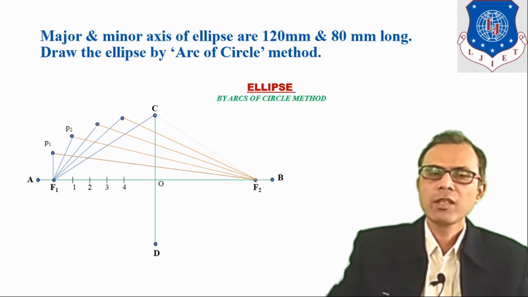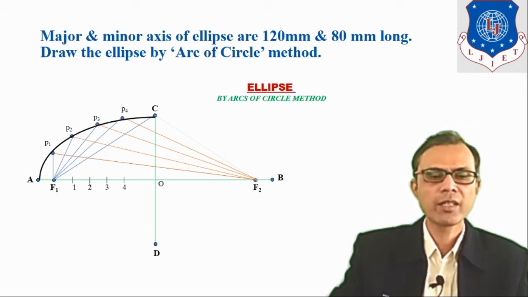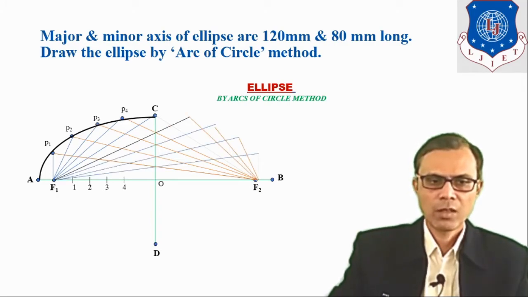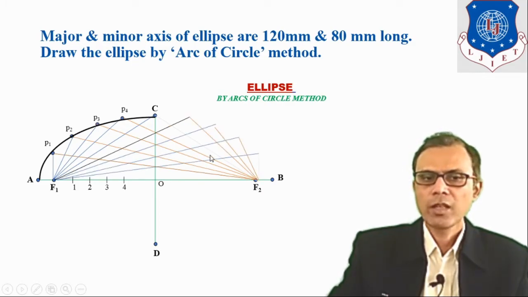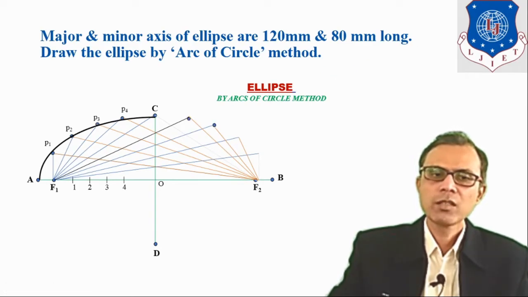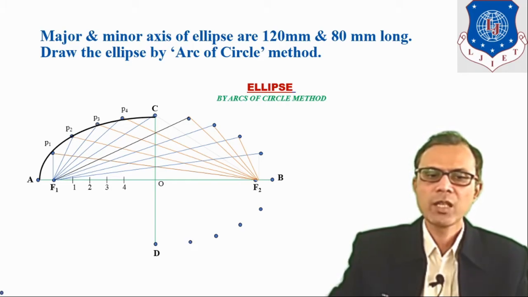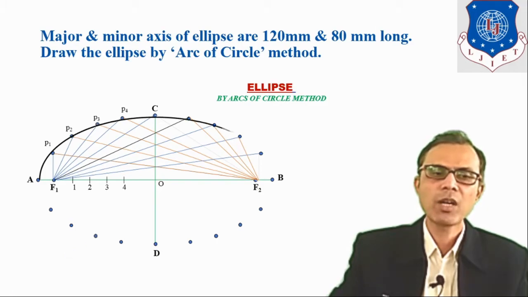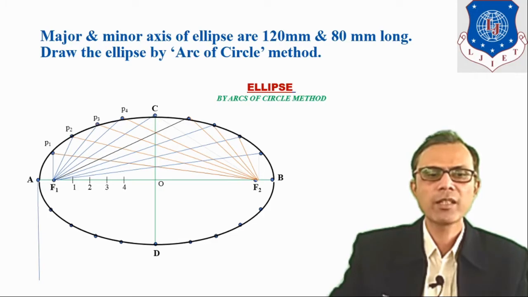Mark them as P1, P2, P3, P4, and join all these points with a smooth freehand curve. Same procedure we have to draw for the next quarter part, and join all the intersecting points with a smooth freehand arc. Similar procedure we have to repeat for the remaining quarter part and join all these points with a smooth freehand curve.